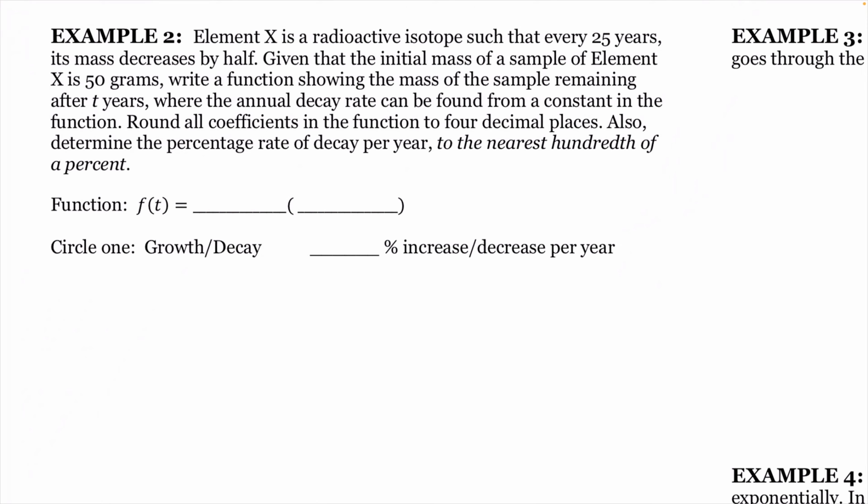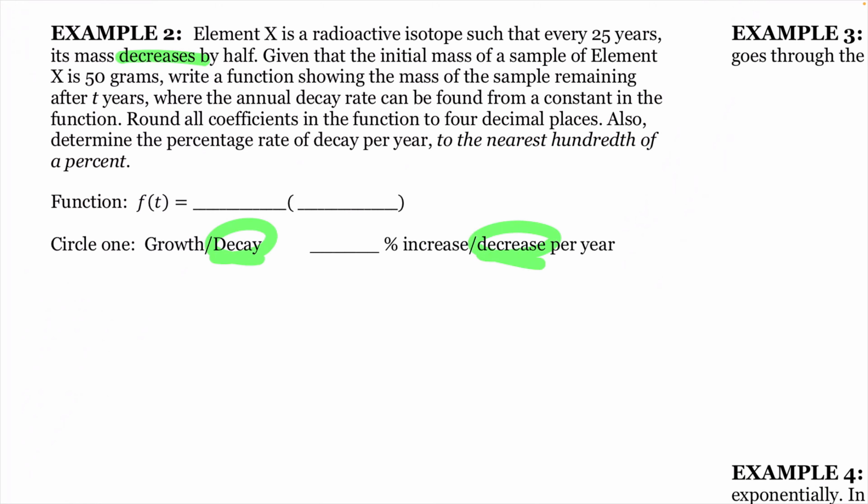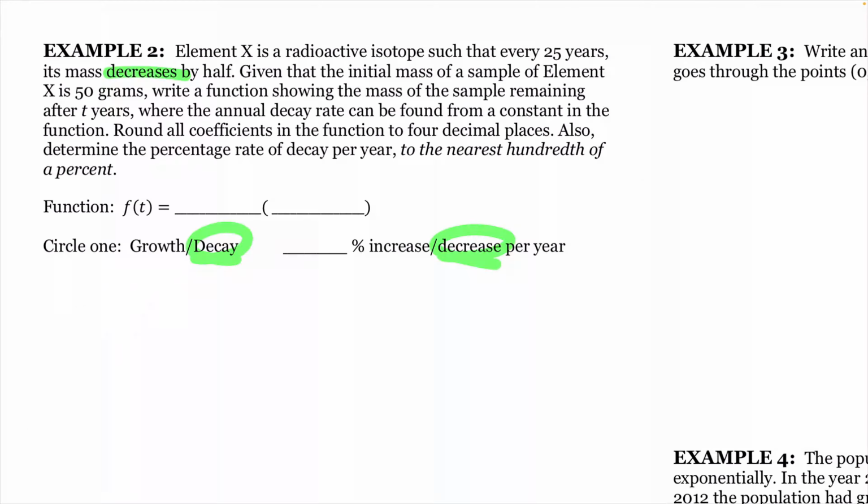So which one is it going to be? Decay. Decreases means decay. If it decreases and it's decay, circle both. This one's decreasing by half every 25 years. Okay. What's the starting amount? Now I'm not focused on growth, I'm focused on decay. It's going to be 50 grams, right?